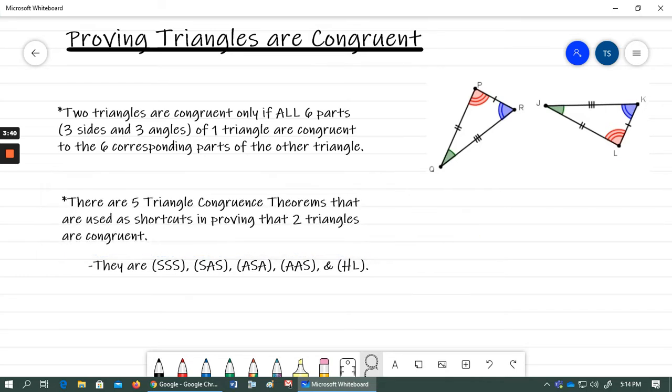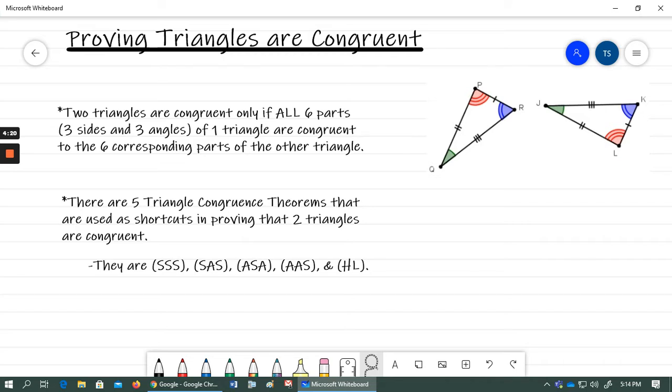Triangle. There we go. Alright, so again, that example we looked at in that previous video was not using one of these 5 triangle congruence theorems. There are 5 triangle congruence theorems that are used as shortcuts in proving that 2 triangles are congruent. Technically they're not really called shortcuts. They're theorems that are used to prove that 2 triangles are congruent, but they can be used sort of as shortcuts.